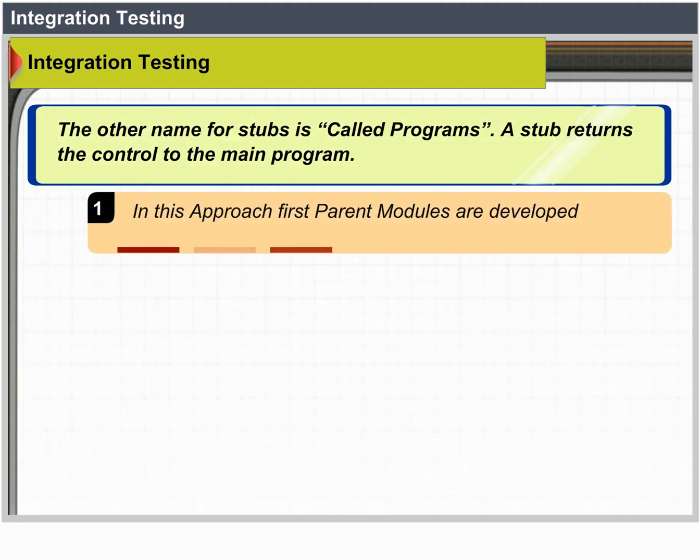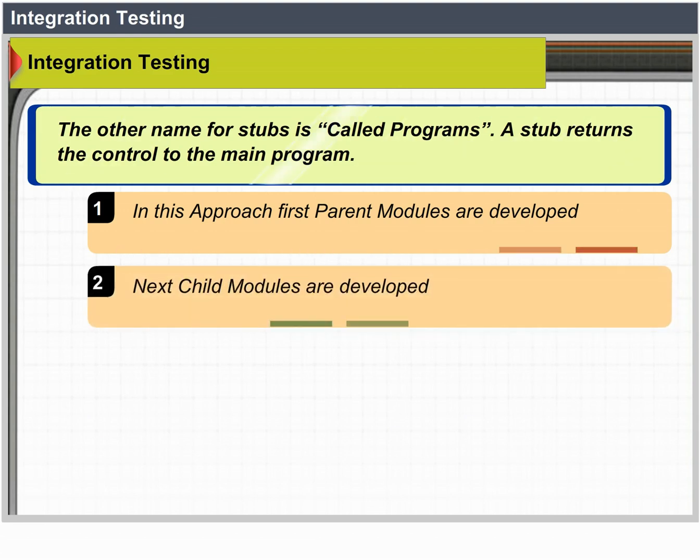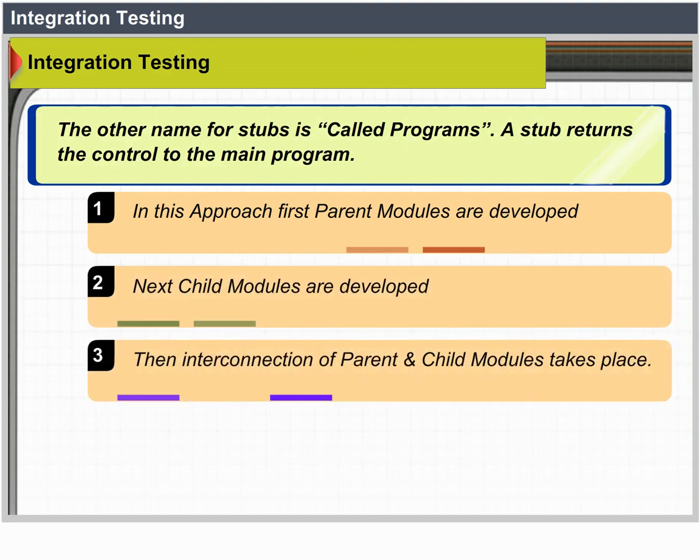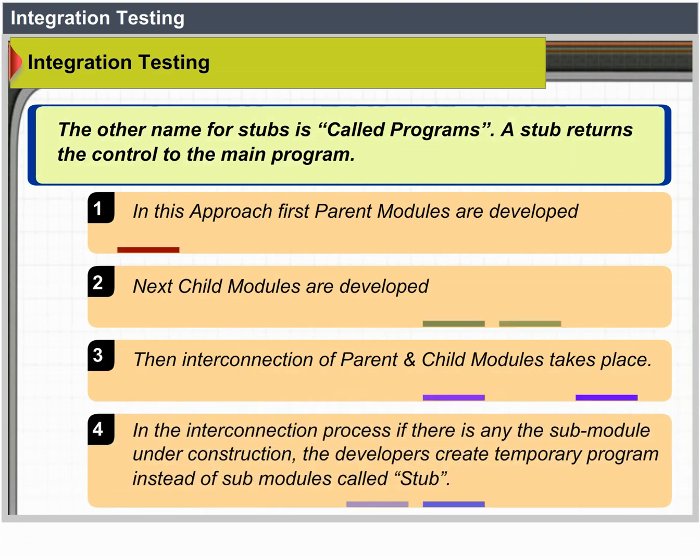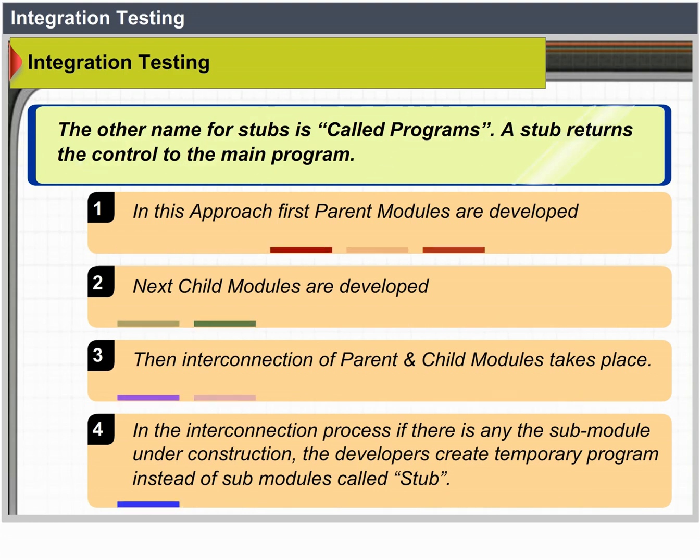In this approach, first parent modules are developed. After that, child modules are developed. Then interconnect parent and child modules. In the interconnection process, if there is any submodule under construction, then the developers create a temporary program instead of the submodule, that is called a stub.